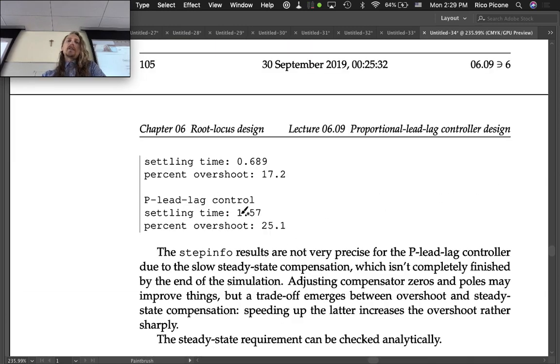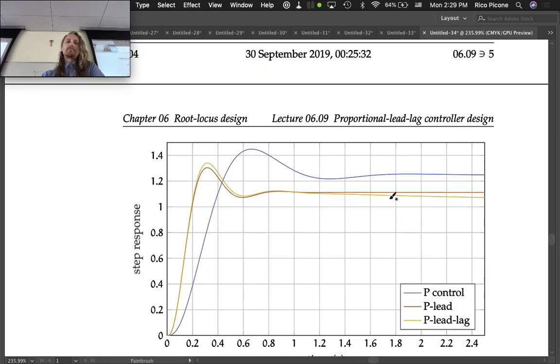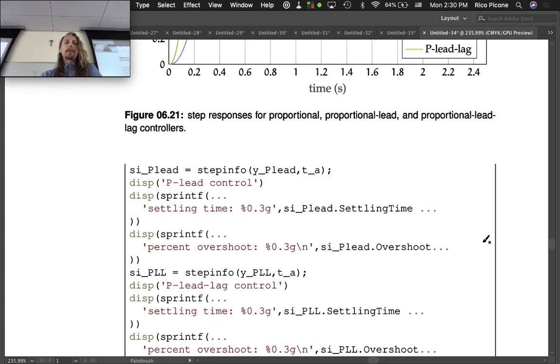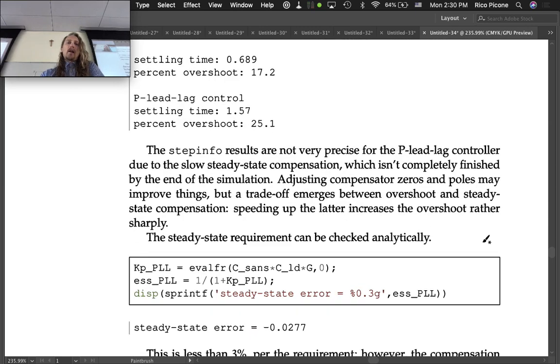So then using step info, this P lead lag is not very helpful because it hasn't settled completely, right? At the end of the simulation time that we did. We probably should simulate it out longer and see where it ends up. But also the step info doesn't take into account the fact that it came to a settling point here in about the same amount of time as the other one, and the percent overshoot is really closer to this relative steady state value. So it's not great, but we can see that the transient response is pretty similar for the lead lag, and then we also get this steady state compensation here. So it's pretty good.